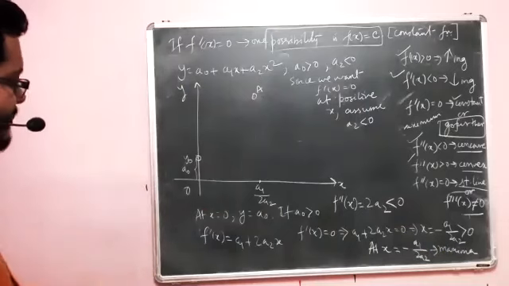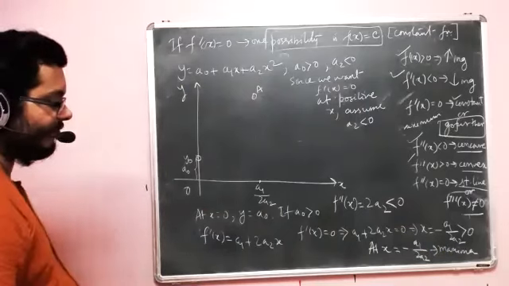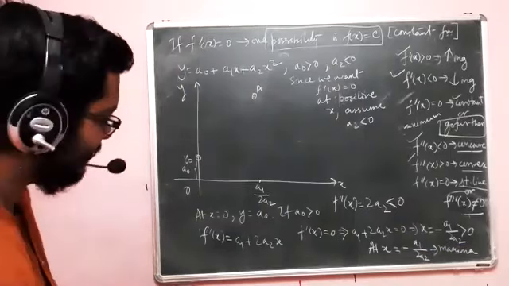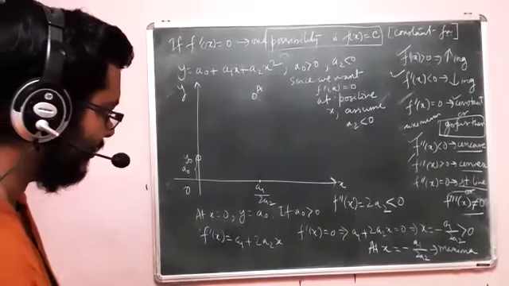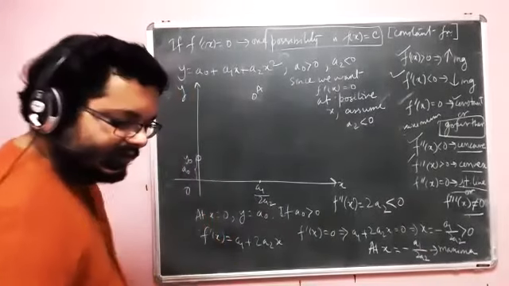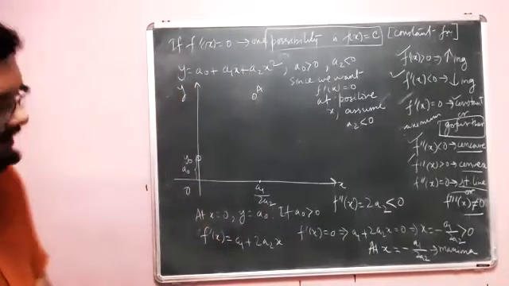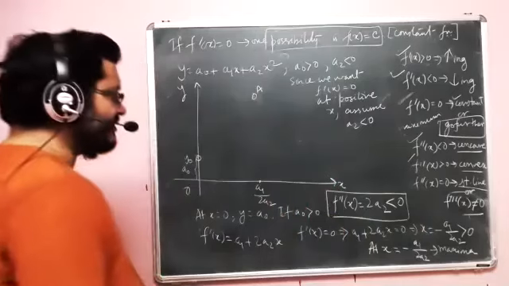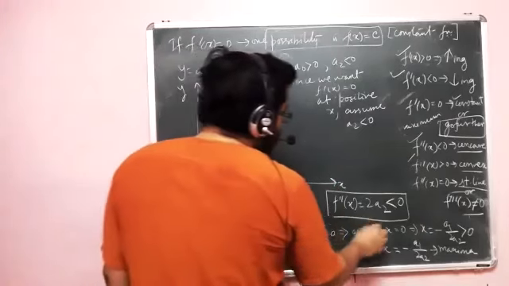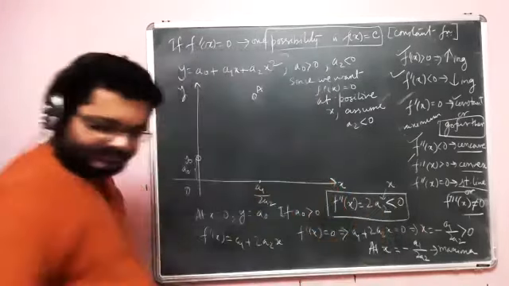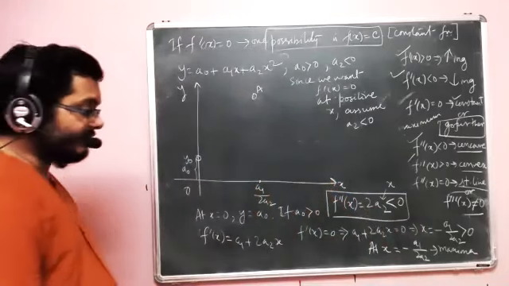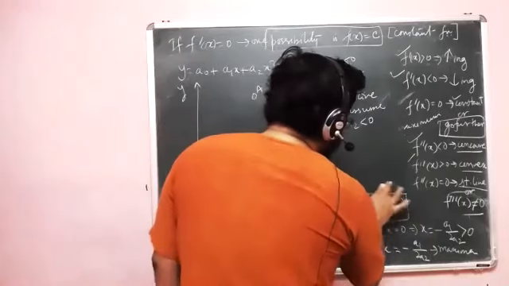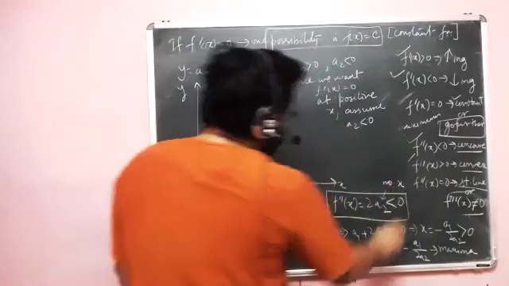Now, what happens at the other points? Let's see that. First, what we must understand is that this is negative, right? And not only this is negative, f double dash x doesn't contain any x. So no x here.